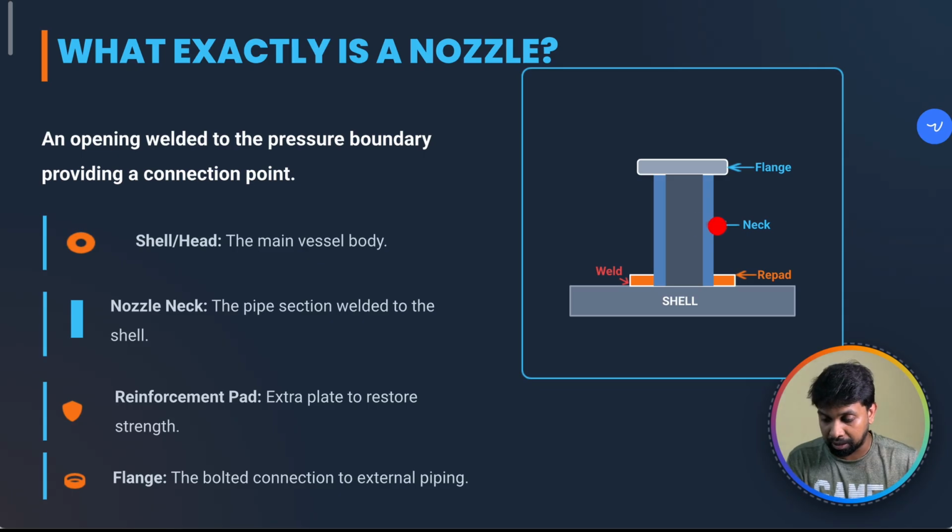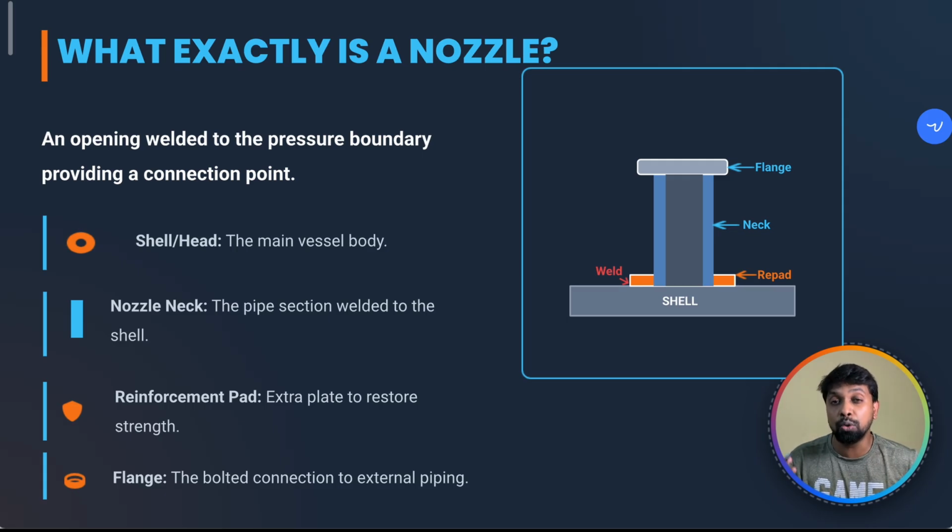Sometimes you can see the nozzles connected on this surface. That must be very small nozzles. Even here, this is also a pressure boundary. This is the nozzle neck. This is also a pressure boundary. Whatever surface the pressure is directly acting on, we call a pressure boundary. It is a pipe section which is welded to the shell or dish ends. Most of the time it might be a pipe, but sometimes it might be a forging also.